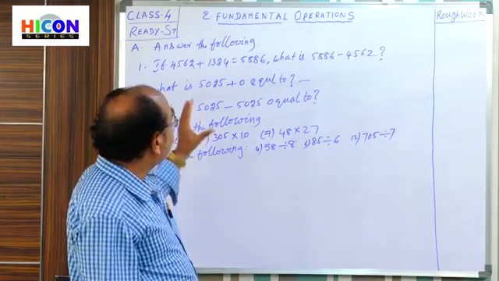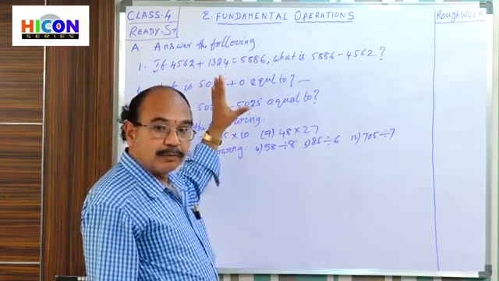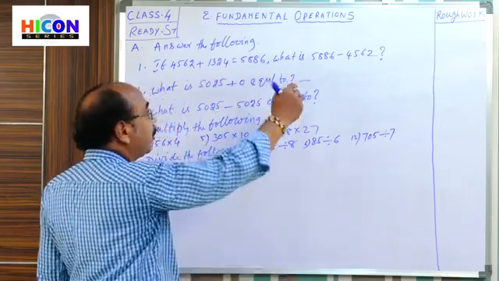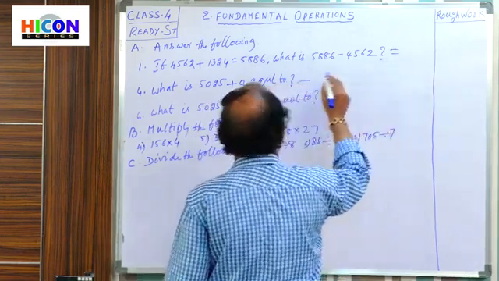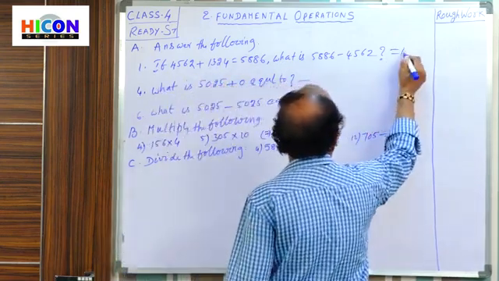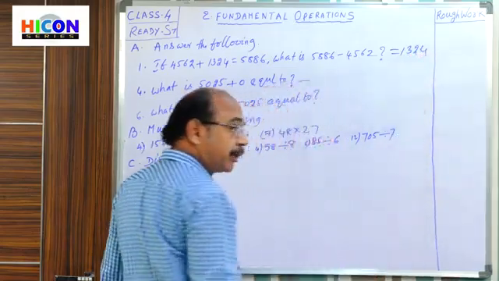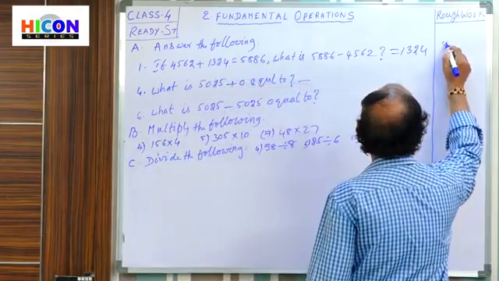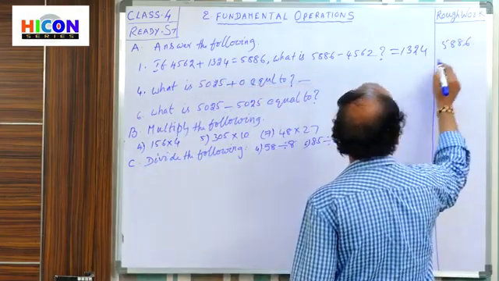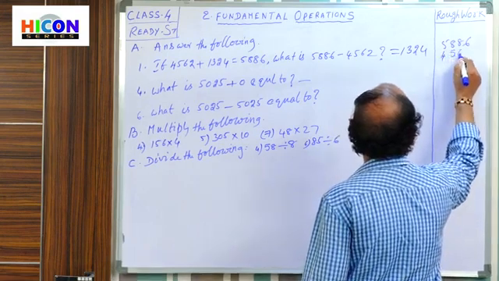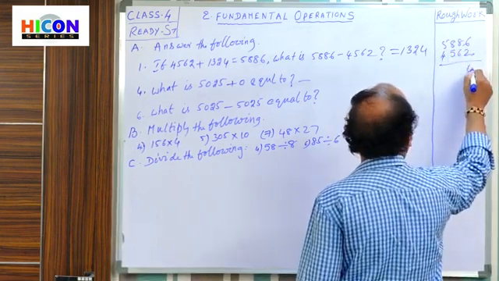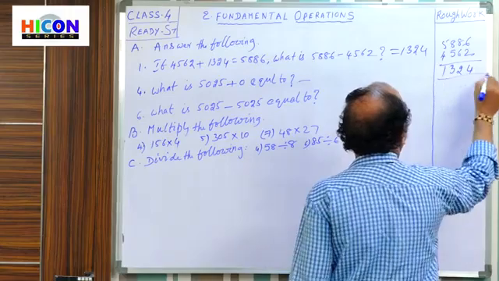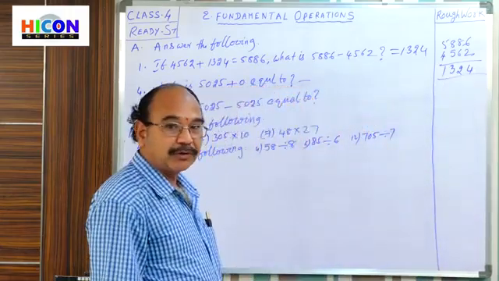So, that is the key point involved in this. Okay, children. So, here, what we have to write is 1324. Just to check your answer, you do the subtraction thereafter. 5,886 minus 4,562. 6 minus 2, 4. 8 minus 6, 2. 8 minus 5, 3. 5 minus 4, 1. 1324 is what we get.